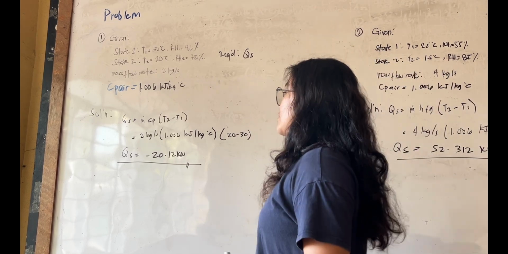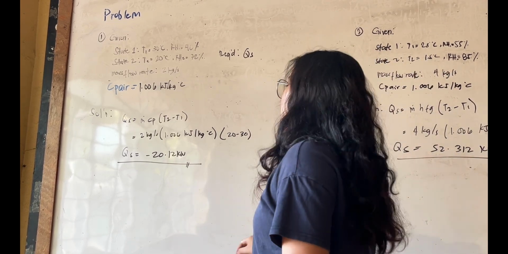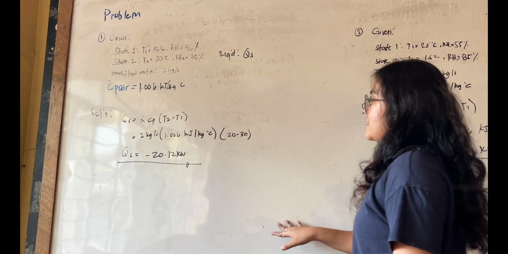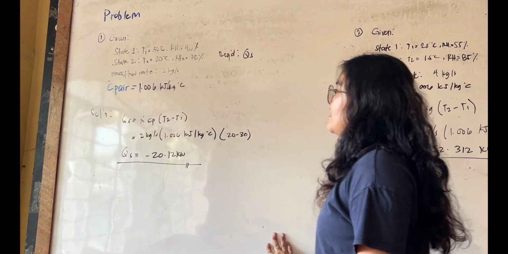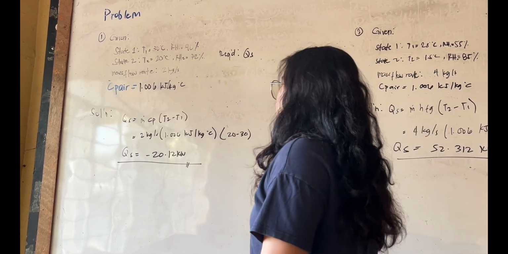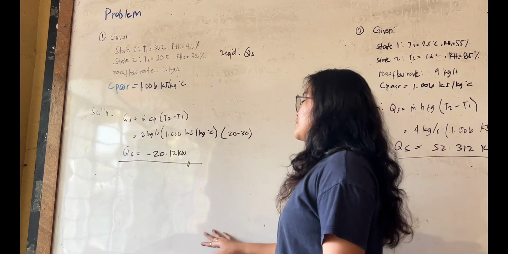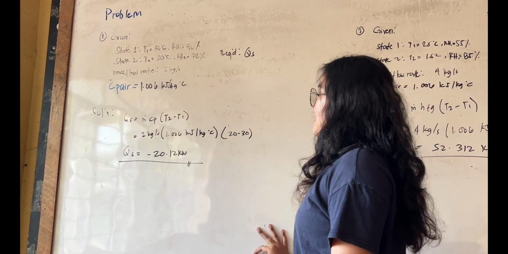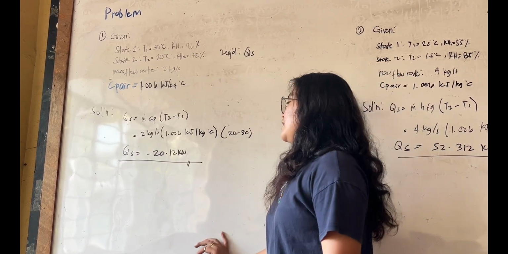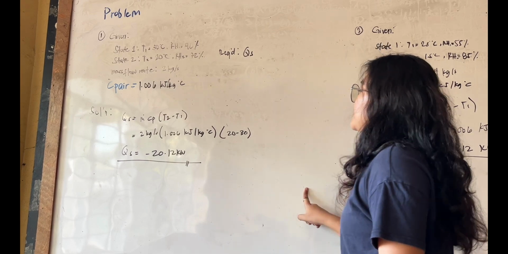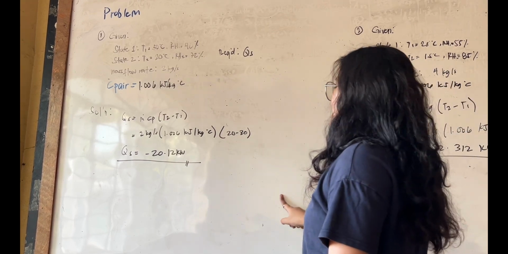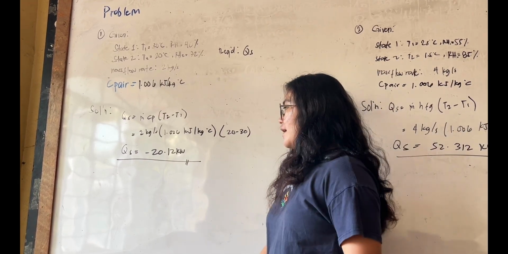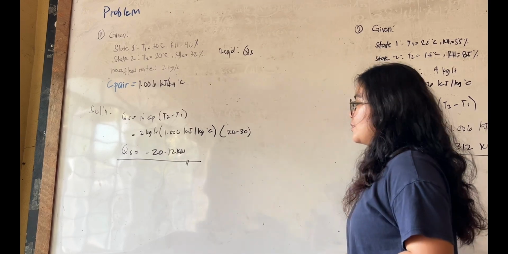So Qs is equal to mCp delta T, which is T2 minus T1. So we're going to plug in the values. 2 kilograms per second times 1.006 kJ per kilogram Celsius times 20 minus 30. So we have an answer of negative 20.12 kilowatts.